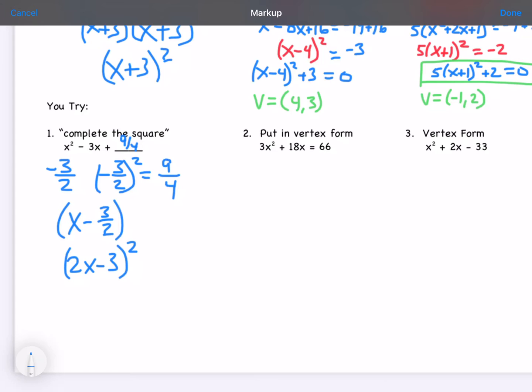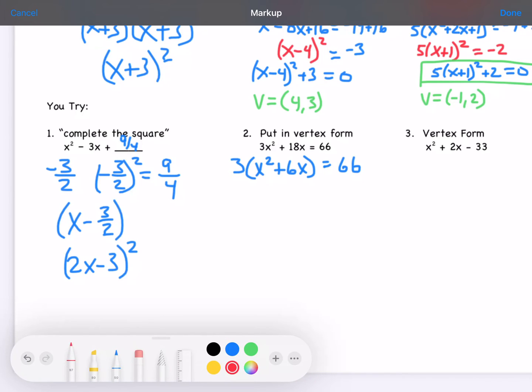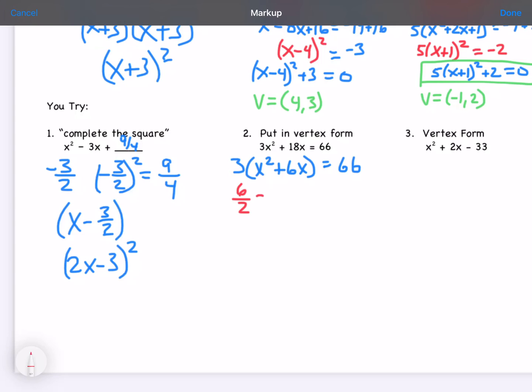All right, number 2, put it in vertex form. If we look, we can see the 66 is already moved over, so we don't have to do the very first step. Next, we need to factor out the a value. So this becomes 3 times x squared plus 6x, still equals 66. We don't have to factor it out of the right-hand side. And then we take the 6 and cut it in 2, which is 3. 3 squared equals 9.